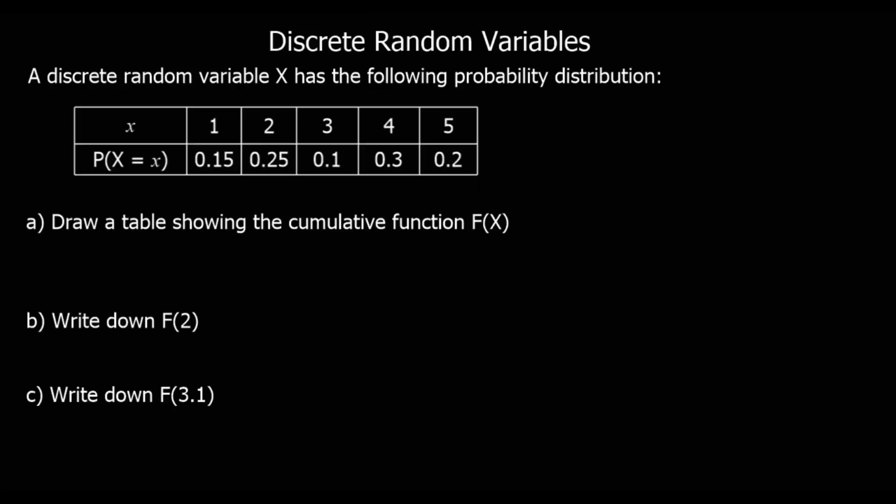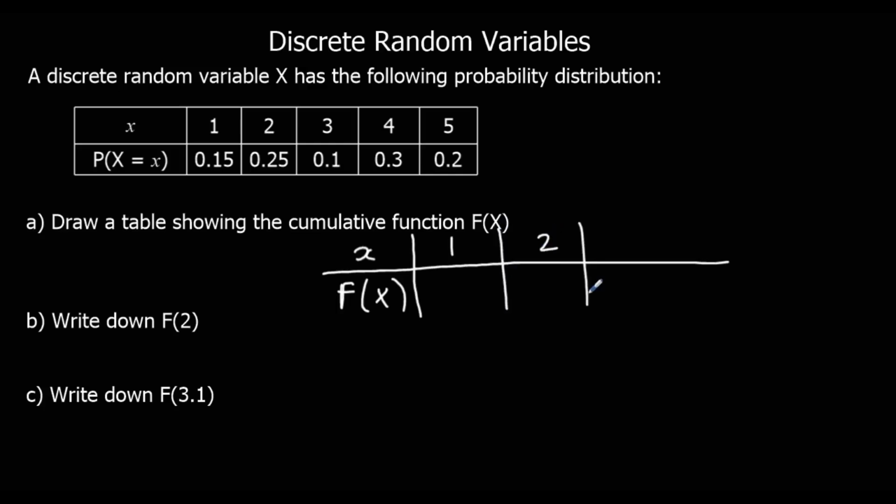Okay, this time we've been given our probability distribution, and we are being asked to draw the cumulative function. So the cumulative function, which is called capital F(x). So this time, all we've got to do is add up as we go. So F(x), a cumulative function. So everything up to 1, everything up to 2, everything up to and including 3, 4, 5.